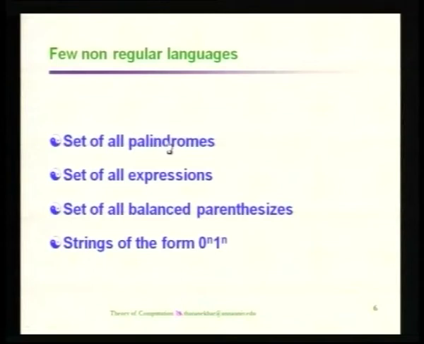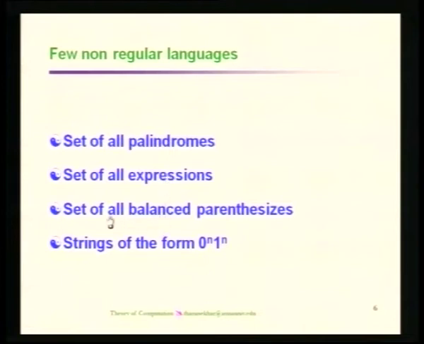So, here you can see that the strings which are of the form something like W reverse, a string which reads the same both from left to right as well as from right to left, are called the palindromes. Another one is the set of all arithmetic expressions. That is also going to be a class of language which could not be generated with the help of a regular expression or with the help of a finite automata.